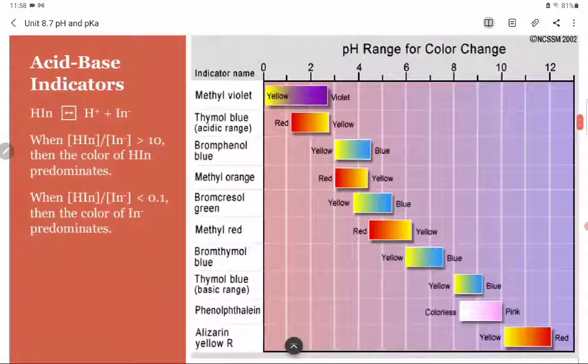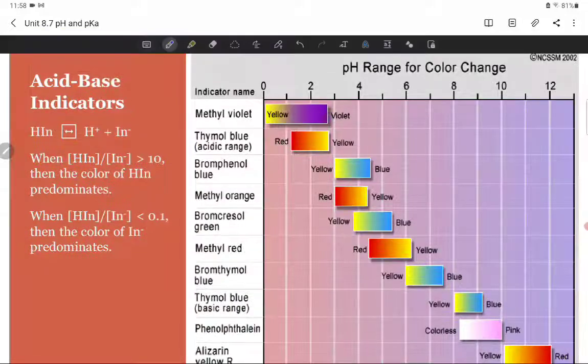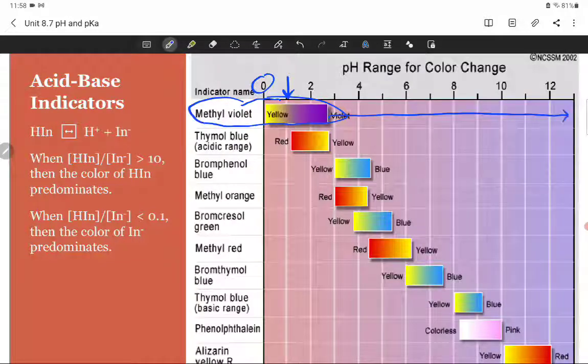Here is a few select indicators, and let's look at a couple of these. Like methyl violet, for example, at pHs that are extremely low, you get yellow, and it'll stay yellow, yellow, yellow, and then somewhere in that range, it starts to change over into a violet, and it would stay violet, by the way, as long as you keep on going.